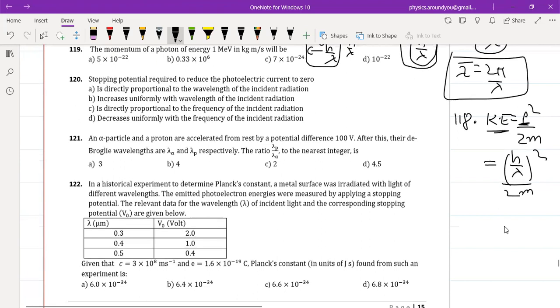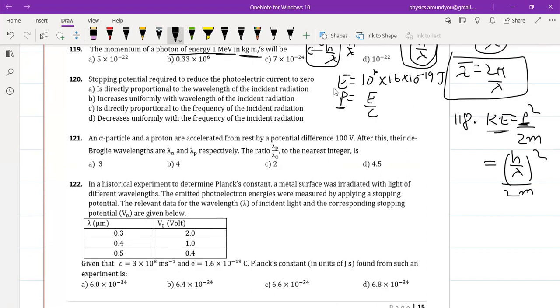Now, question number 119. What is the momentum of a photon of energy 1 MeV? Energy is 1 mega electron volt or 10 power 6 into 1.6 into 10 power minus 19 joules. Why did I convert? Because they have asked in SI units. If I know energy, how will I find momentum? Momentum is nothing but energy by speed of light, E equal to pc.